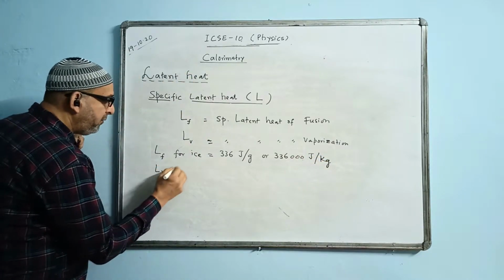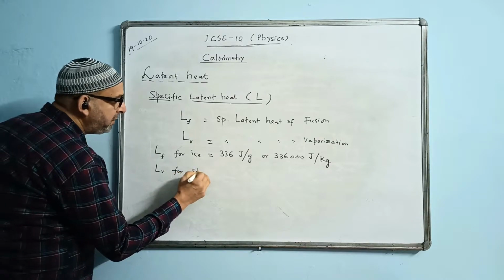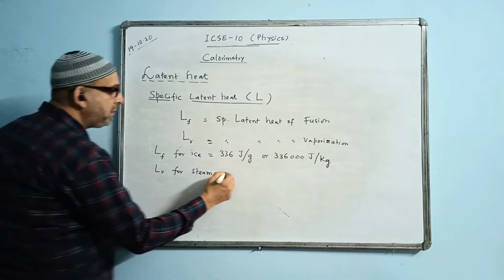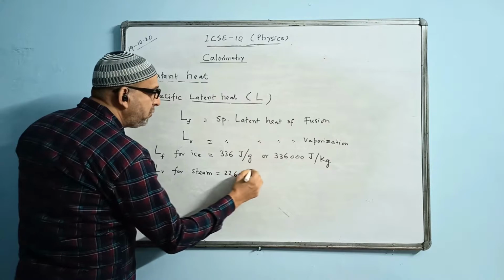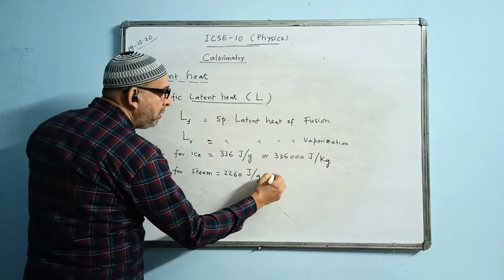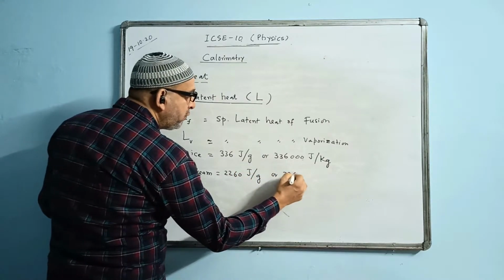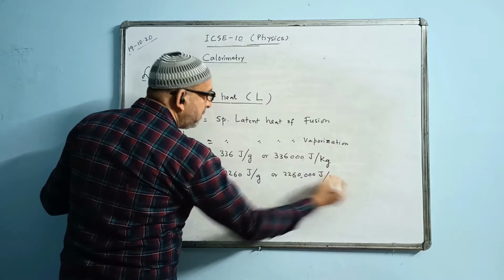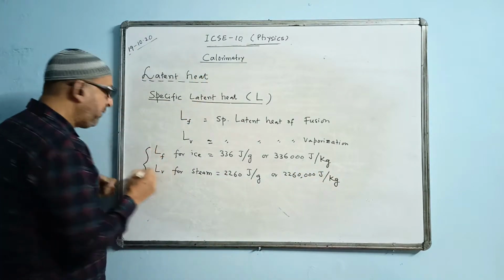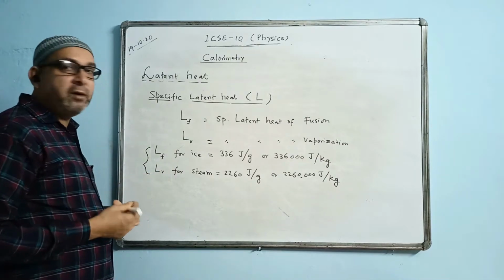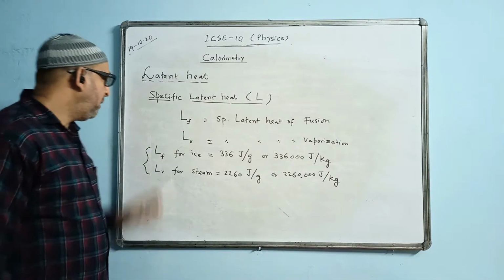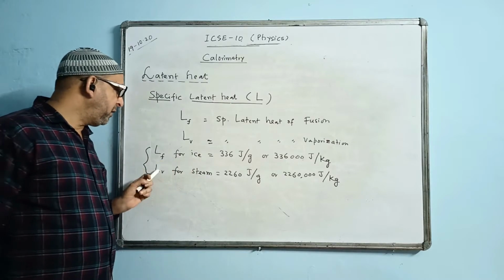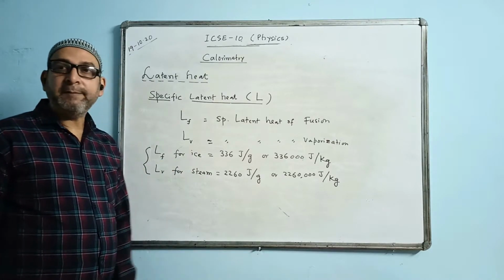And LV for steam, the latent heat of vaporization of steam, is 2260 joule per gram, or in SI unit 2260 kilojoules per kg. These are the two values we are supposed to learn by heart: latent heat of fusion for ice, and latent heat of vaporization for steam.